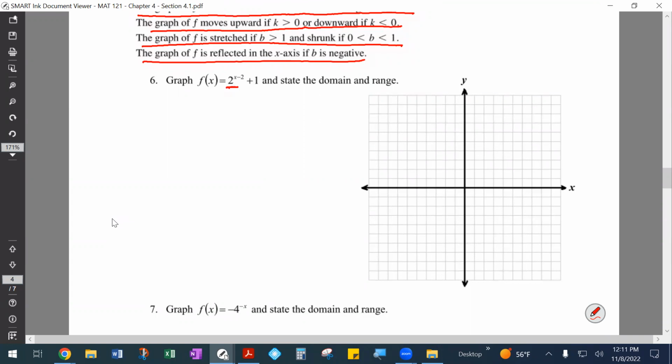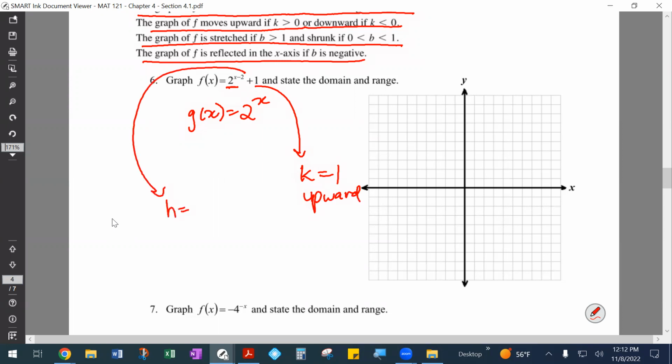So remember, this is the basic function. So your base function is basically the 2 to the x function that's being moved around. So that plus 1 tells us our K value is plus 1. So is your graph moving up or down, if K is positive? Up. Very nice. So you're moving your graph upward. And then what is this 2 doing over here? Is it positive 2 or negative 2?